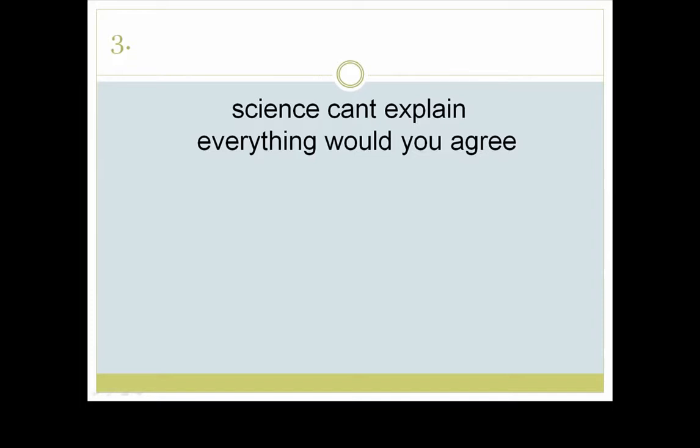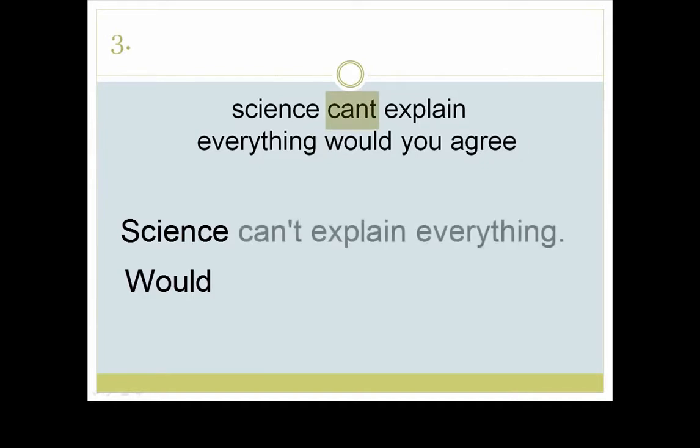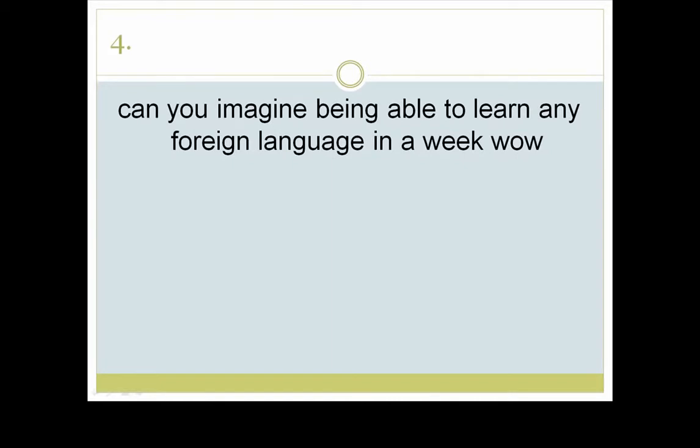Again, ask yourself how many complete thoughts are there? There are 2. We'll start each with a capital letter. And I hope you see that the first is a statement and the second is a question. We also have a contraction. So what do we need? An apostrophe. Science can't explain everything. Would you agree? 4.